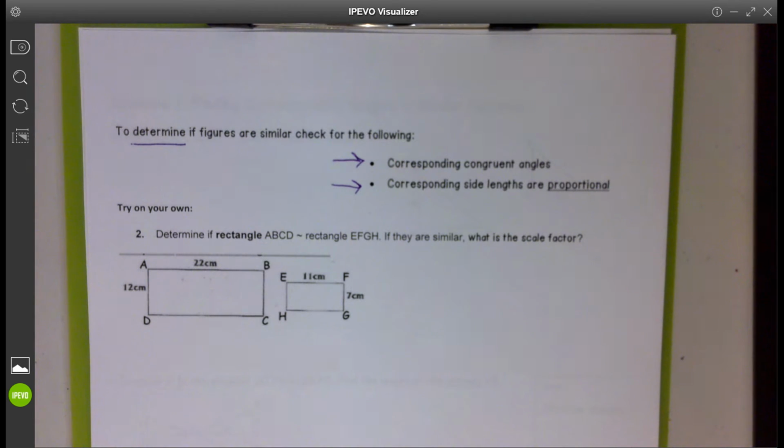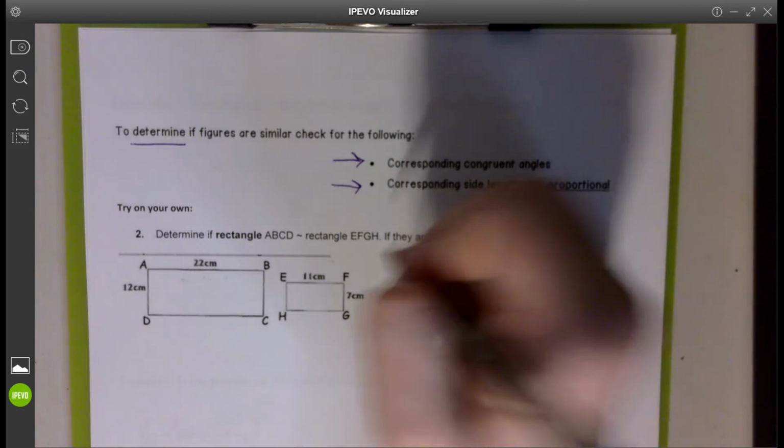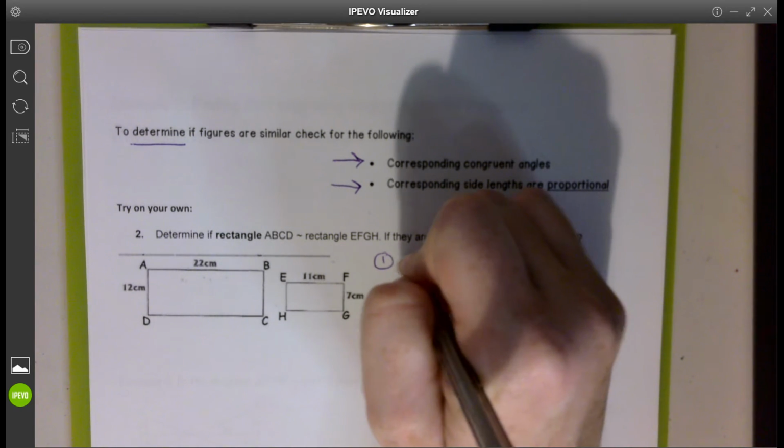All right, so let's look. It says determine if rectangle ABCD is similar to rectangle EFGH. And what is the scale factor? So the first thing, again, is we're going to check angles.